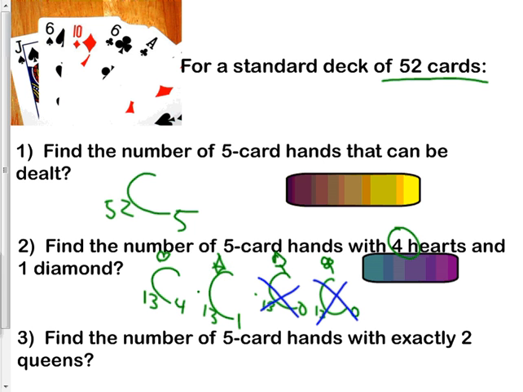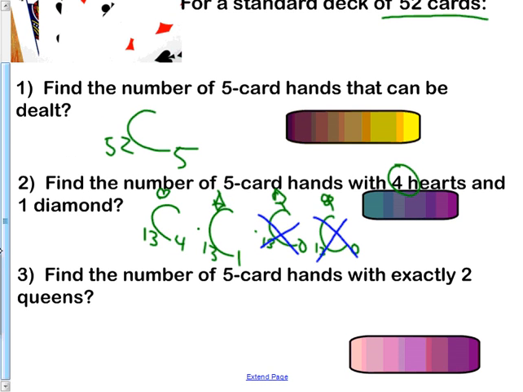All right, find the number of 5-card hands with exactly 2 queens. Didn't say the word probability, so I don't need to divide. I just do this kind of a thing. Now here's where if you just write, okay, there's 52 cards in there, and I'm going to choose 2 queens, I'm doing something tragically wrong.